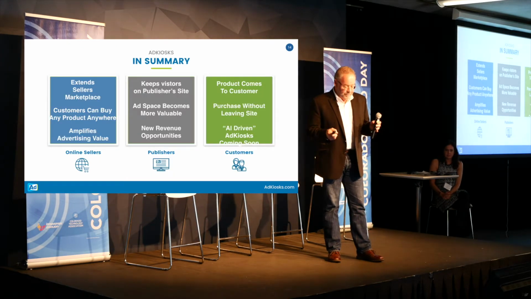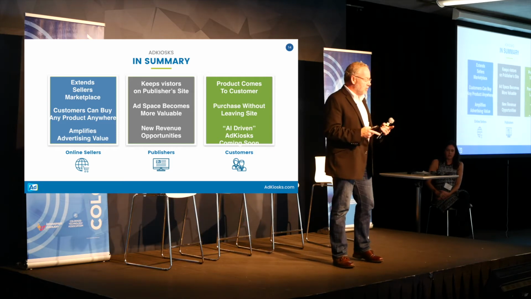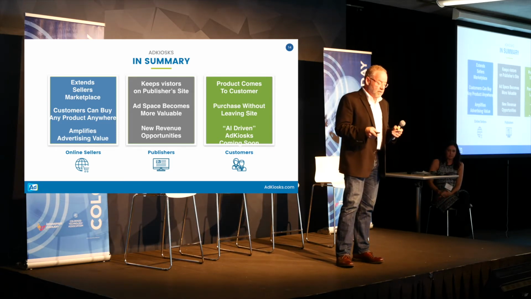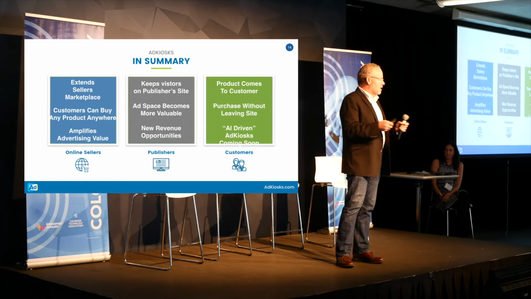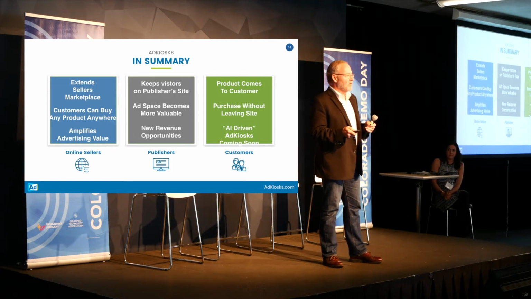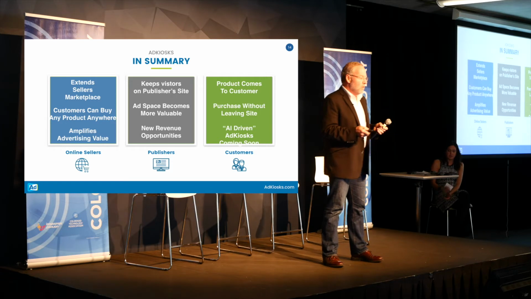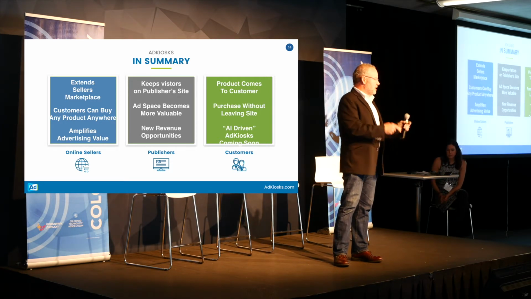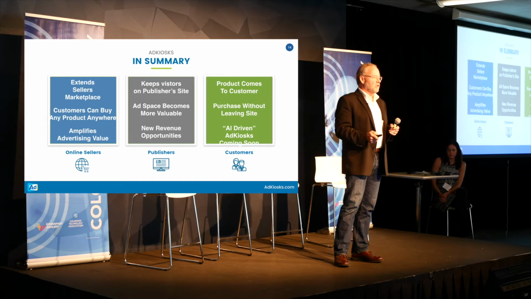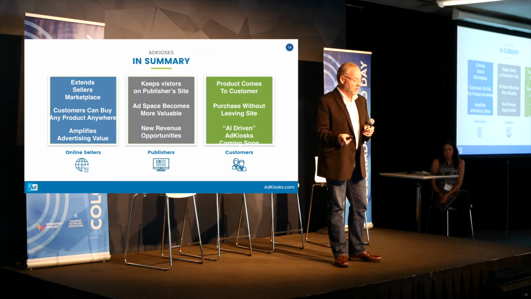So, in summary, this is our value proposition. To publishers, to online sellers, and to customers, all three of the people that we work with, they all get value out of this platform. For an online seller, we extend their marketplace. That's what we really do well. We take somebody's marketplace and extend it out to 1,000 locations. Instead of having one online store, all of a sudden you have thousands of online stores.